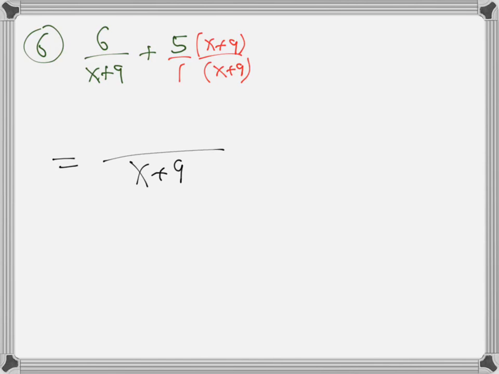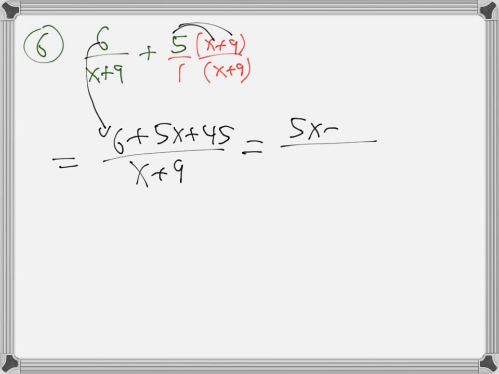They both have it. So now our attention turns to the top, doesn't it? Forget about the bottom. We've got a common denominator in the bottom. We're good there. Now we just work with the top. 6 plus, and this 5 will distribute. 5x plus 45. What's that? 5x plus 51. Can I cancel anything? Nah, it's all glued. There we go.